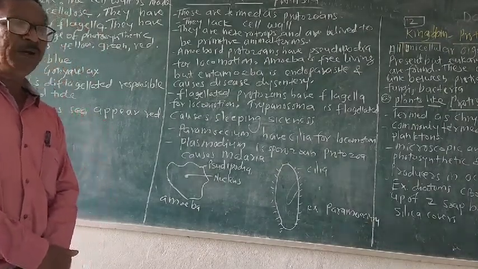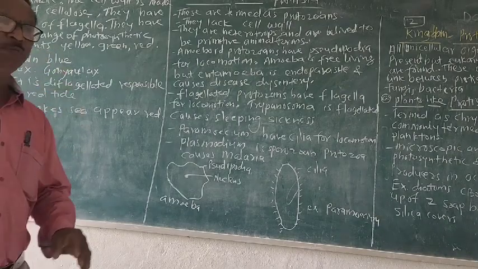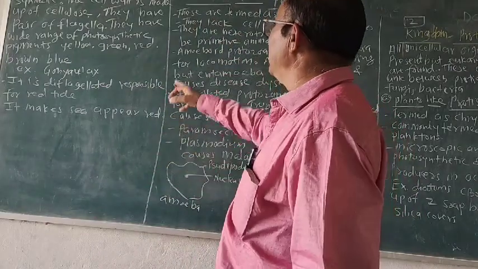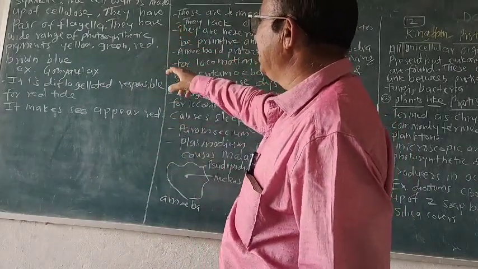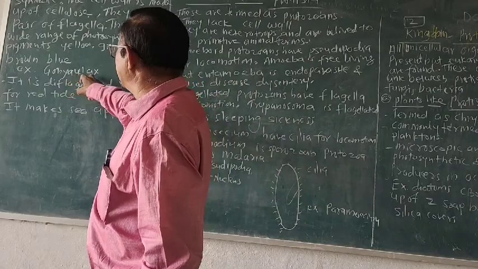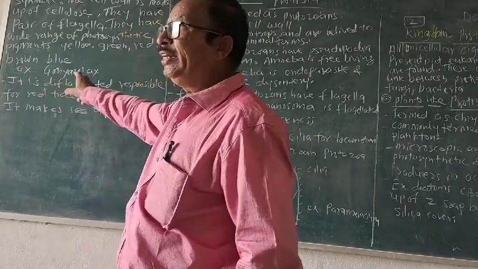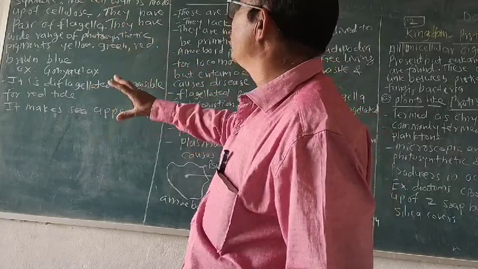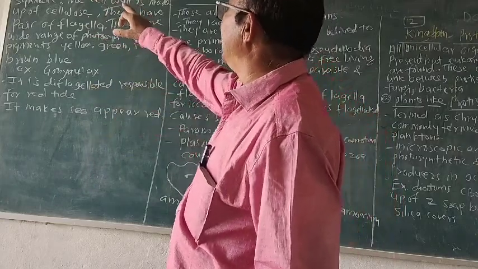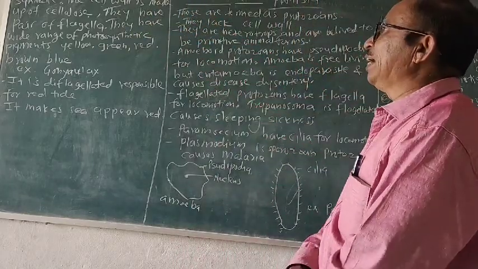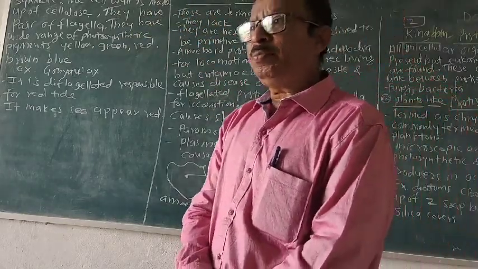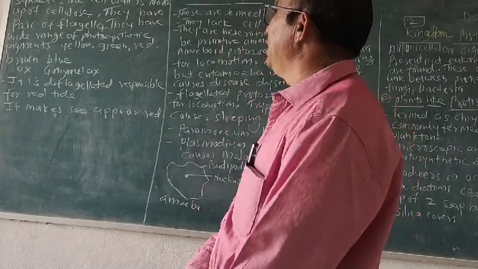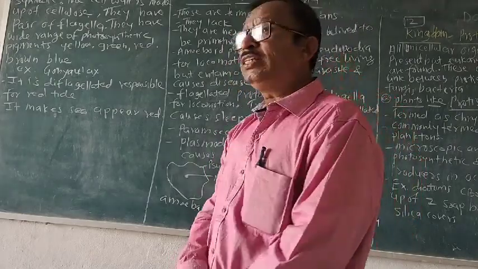We see in some places there is a sea named the Red Sea. Why did it become red? That is due to the algae present in it, called Gonyaulax. It is red in nature and the whole ocean looks red. So these dinoflagellates are aquatic, found in marine water, and they are photosynthetic also.